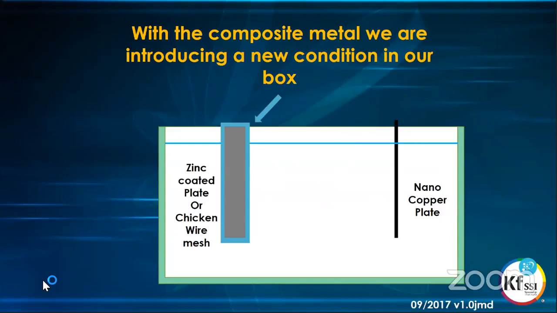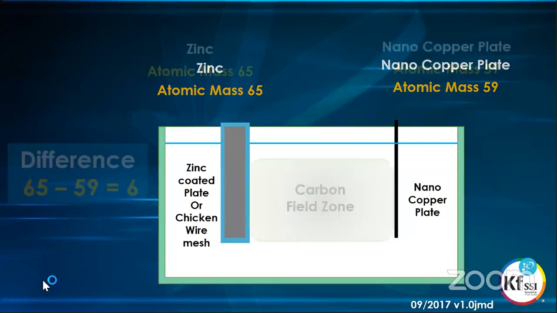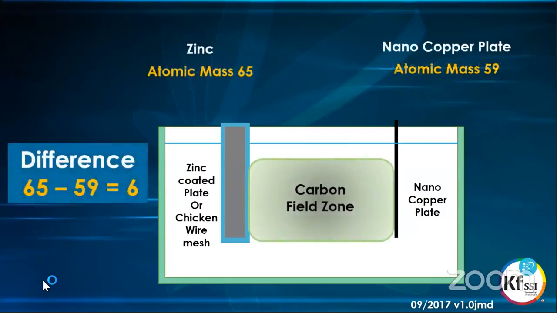So now we've got our nanocopper plate, but now we've essentially got a composite metal in there. So we've got zinc with iron. And as we've explained with the CO2, when we look at the atomic mass of zinc being 65 and your nanocopper plate having 59, that difference created 6, which created that carbon field zone in between the two plates.